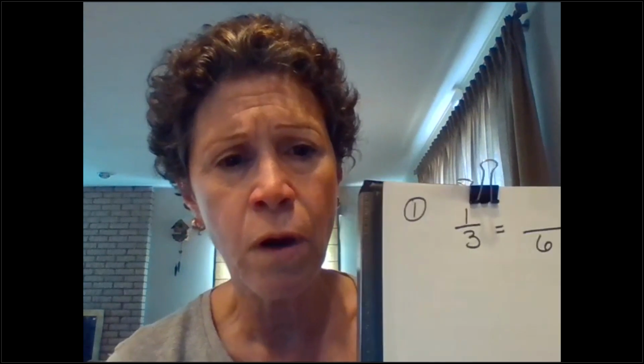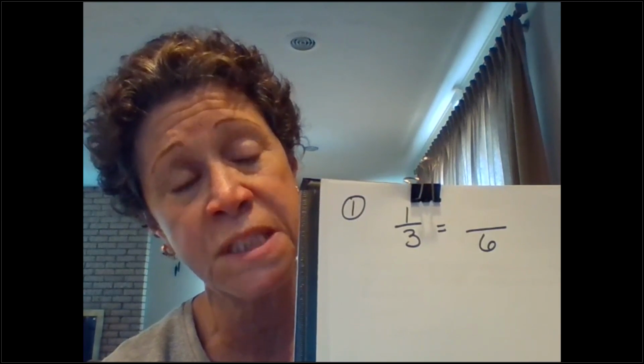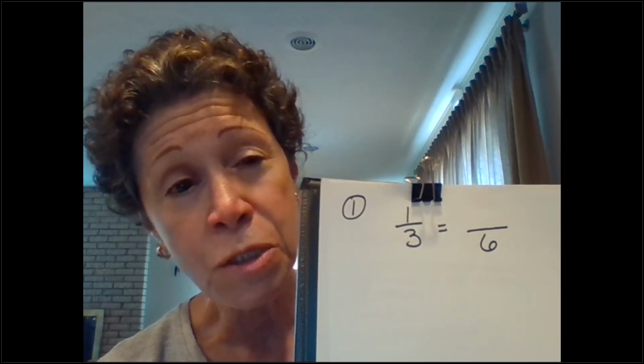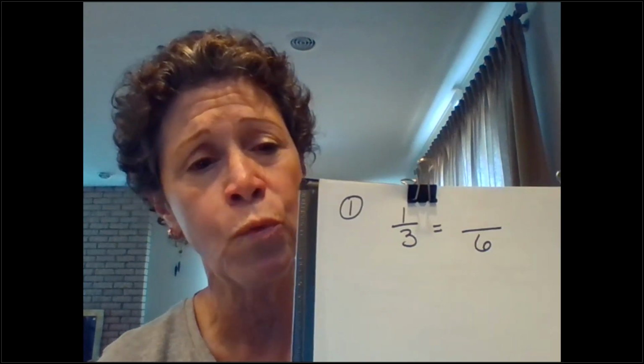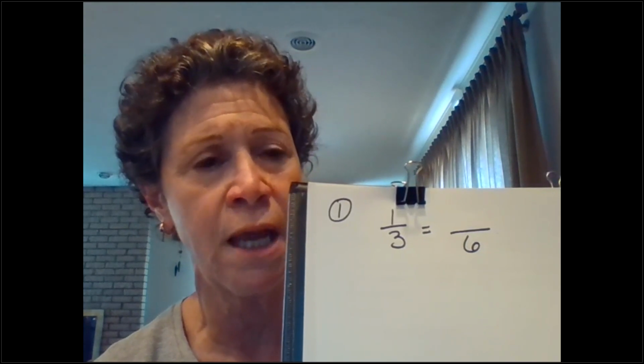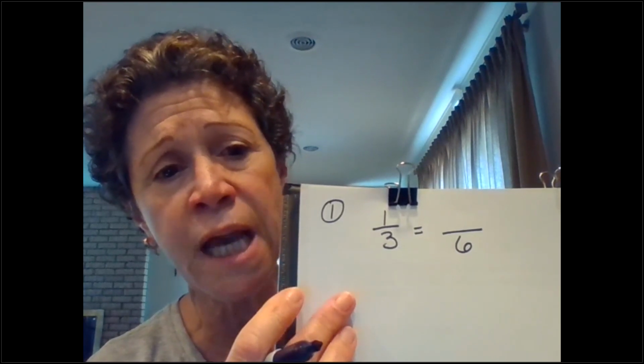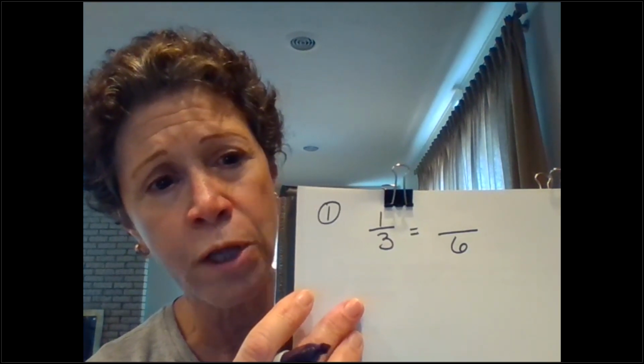Okay, so let me put one up here and let's take a look at this simple example. Here we have 1/3, and we're trying to make it into a fraction that has a denominator of 6. When you raise fractions, it's easy in the sense that you can raise it as great as you want. So for instance, in this case, can you see how you would get from 3 to 6? What would you be multiplying by?